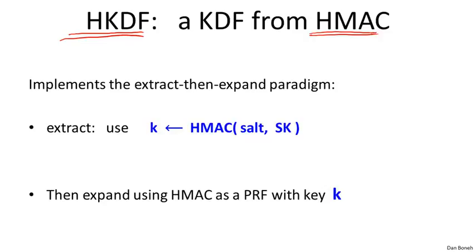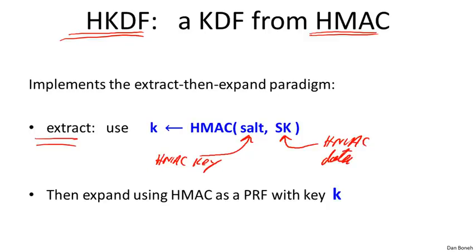So let me explain how this works. In the extract step, we're going to use our salt, which you remember is a public value, just generated at random at the beginning of time, and we use this salt as the HMAC key. And then the source key we're going to use as the HMAC data. So we're using a public value as a key, and nevertheless, one can argue that HMAC has extraction properties such that when we apply HMAC, the resulting key is going to look indistinguishable from random, assuming that the source key actually has enough entropy to it. And now that we have the pseudo-random key, we're simply going to use HMAC as a PRF to generate the session key, as many bits as we need for the session keys.